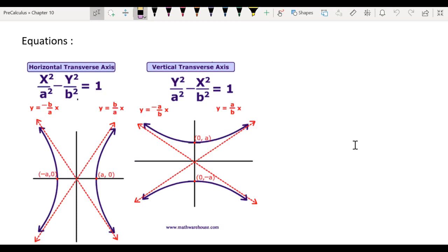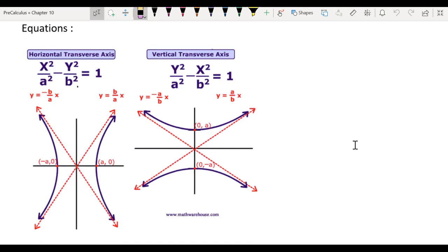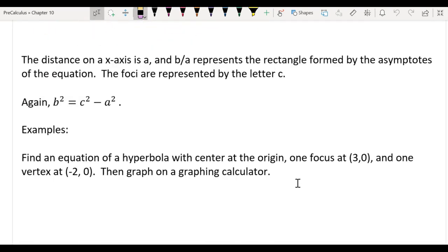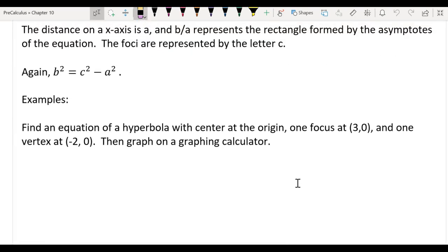So, if y is first, it means that your focus is on your y-axis, okay? And so your curves will be up and down. If x is first, do you guys see how it's curved around your x-axis then? So the distance on the x-axis is a. B and A represent the rectangle formed by the asymptotes of the equation. The focus is represented by the letter C. Okay? So B squared is going to equal C squared minus A squared.